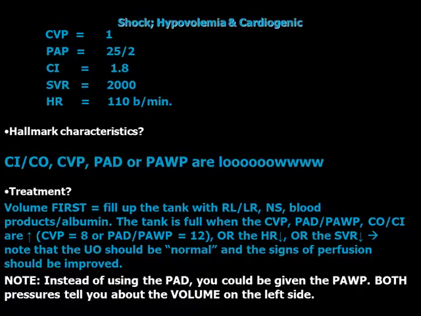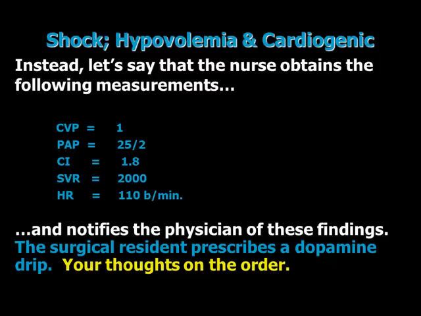And of course, if you had poor signs of perfusion, as in your cap refill was prolonged because you've got massive vasoconstriction in the periphery, then your signs of perfusion should improve also once that vasoconstriction is decreased. And again, notice that the PAWP, PAD, both of them tell you about the volume on the left.